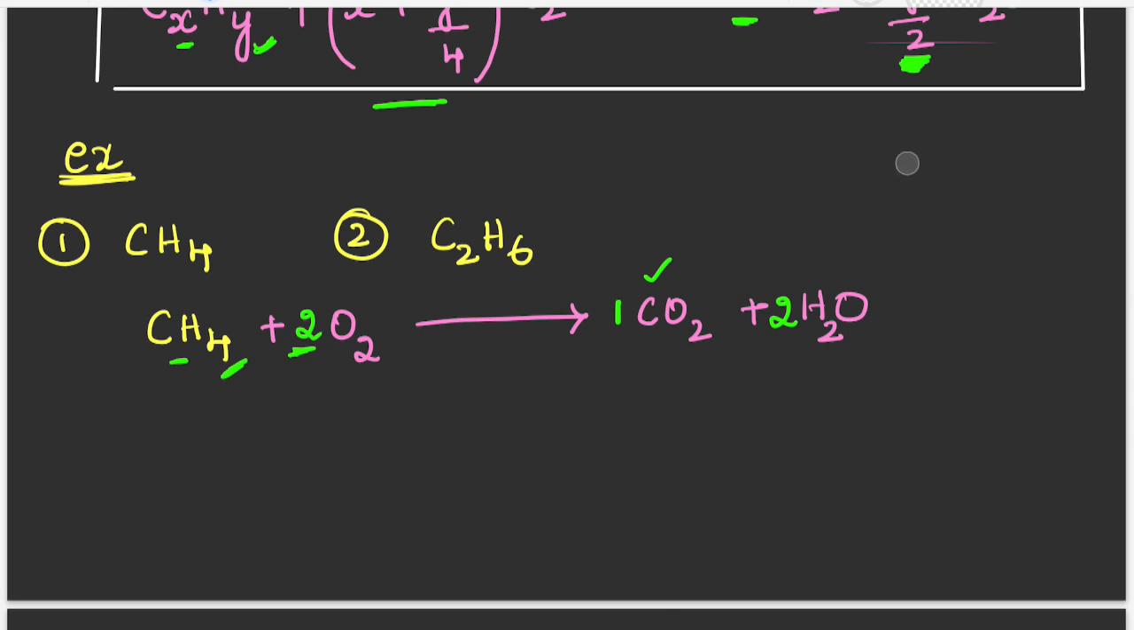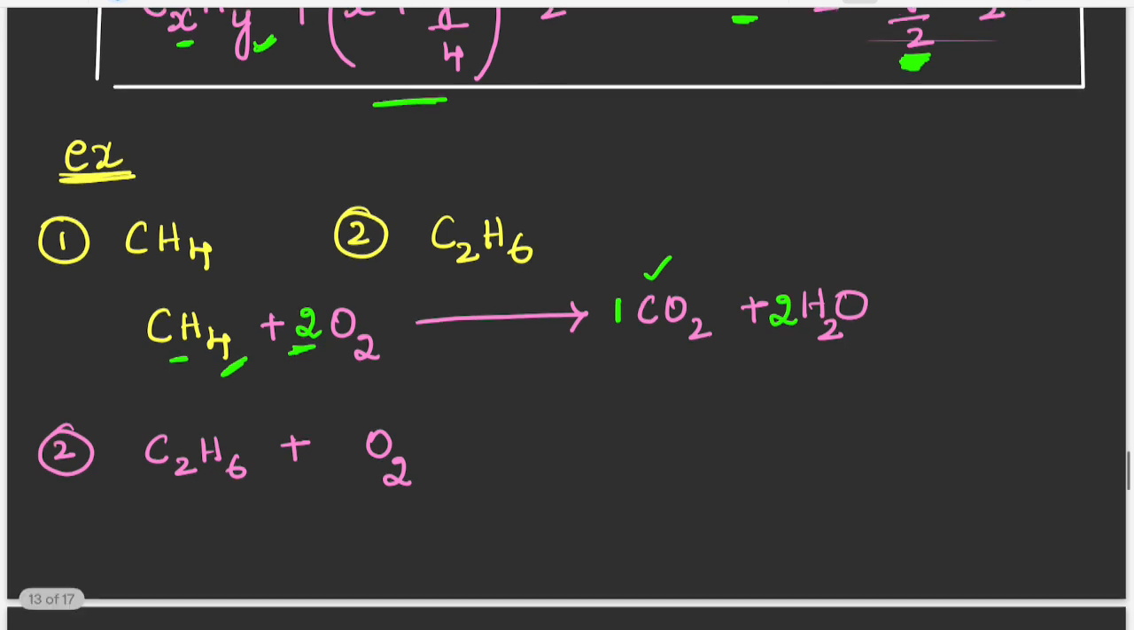So the second one we will take now. Second is C2H6. This is the ethane molecule. We are going to burn it in the presence of excess oxygen. Excess means, what is the product? Excess means you will be getting carbon dioxide as the product, plus water.